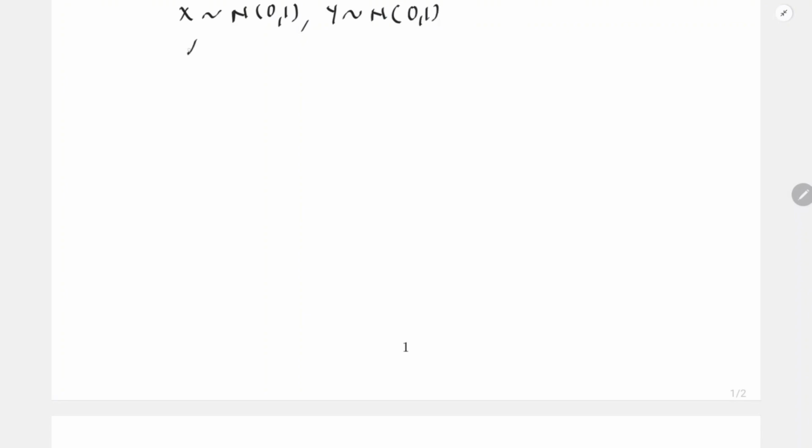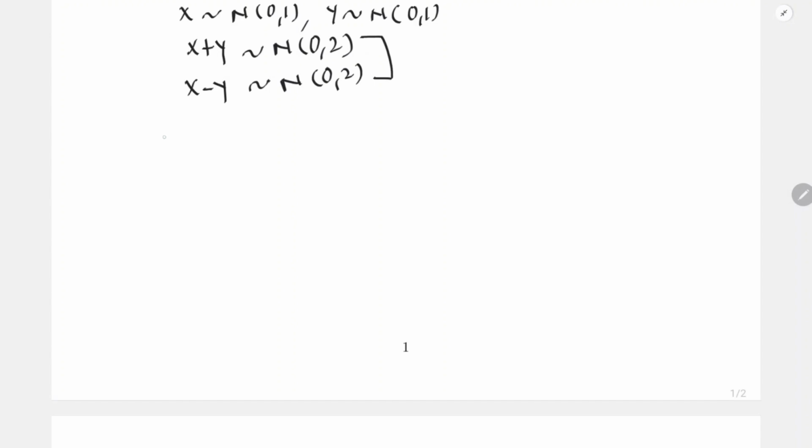Suppose X follows a normal distribution with 0, 1 and Y follows a normal distribution 0, 1. Then we know that X plus Y will follow a normal distribution 0, 2 and X minus Y will also follow normal 0, 2. So it doesn't matter whether we are doing X plus Y or X minus Y, the distribution will be the same, normal 0, 2.